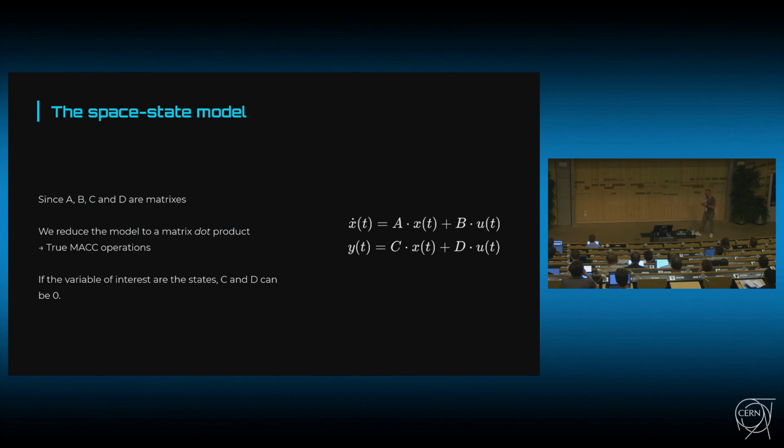Also, if what we want to control is one of the states, for example the current through the inductor, we can make C and D 0, so we are going to use only the first equation.